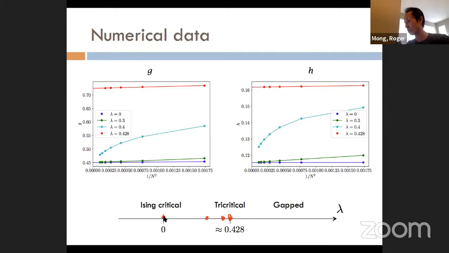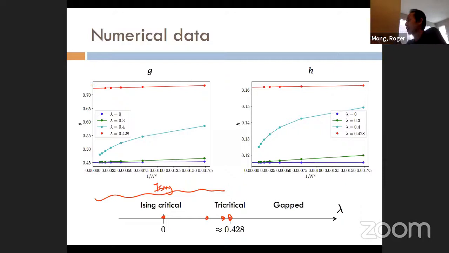And what you can see is that the three points correspond to the Ising phase. I should mention that this entire region is Ising critical, and then there's a tricritical point, and then the entire region over here is gapped. So for the three points on the left, it approaches some value, 0.45 for G. And for the tricritical point, it approaches some other value, which is around 0.73.